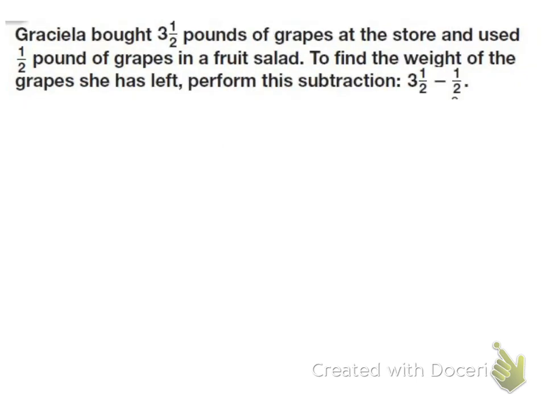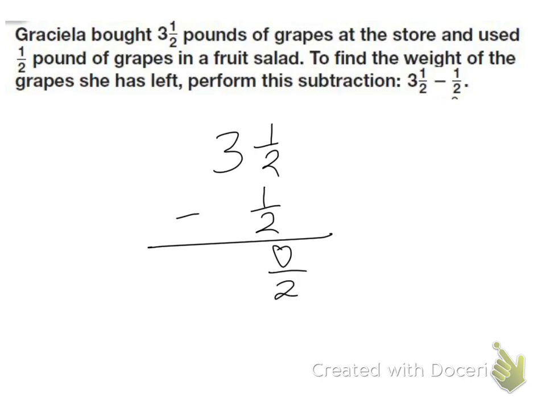Okay, let's do one more. So Graciela bought 3 1/2 pounds of grapes at the store and used 1/2 pound of grapes in a fruit salad. Find the weight of the grapes she has left. Perform the subtraction problem. So we're going to do 3 1/2 minus 1/2. Again, since we subtract 1/2 and 1/2, we end up with 0 halves, which is the same as 0. So we can just cross that off. So then 3 minus nothing is 3. So I find that I have 3 pounds left of grapes.